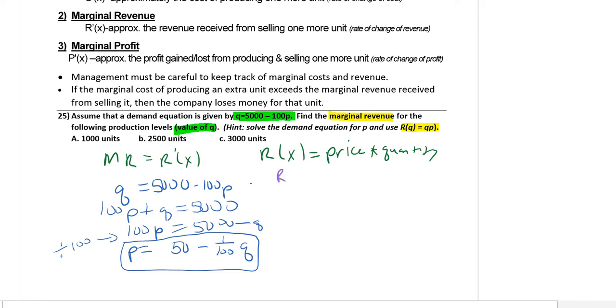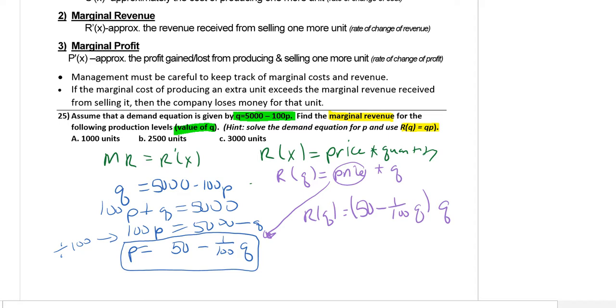So we actually are using R of Q, where I have price times Q for quantity. Here's my price. So R of Q equals 50 minus 1 over 100 Q times Q. I don't know how to take a derivative when I have multiplication. So right now, I do need to multiply that out. This is a parabola that is facing down. So here is my revenue function.